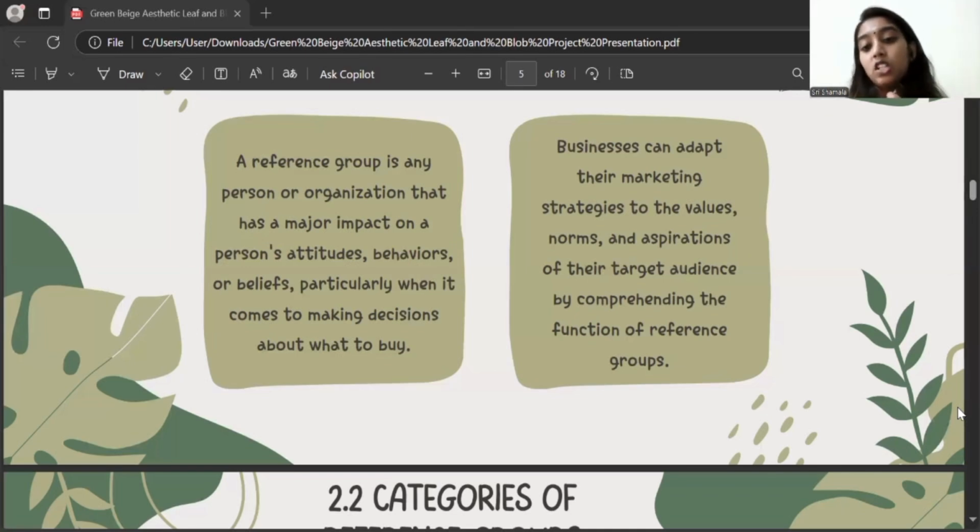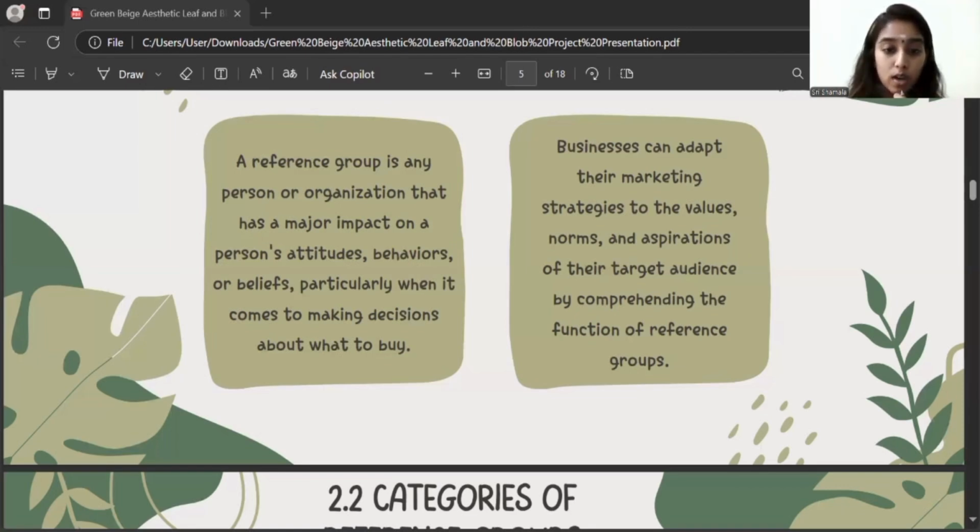And even in today's digital age, influencers on platforms like Instagram, TikTok, and YouTube also serve as reference groups, which provide trends, advice, and product recommendations. Like they promote saying that I'm using this brand of oil and my hair grows fast. So that's where they promote our buying behavior, and that's for the definition.